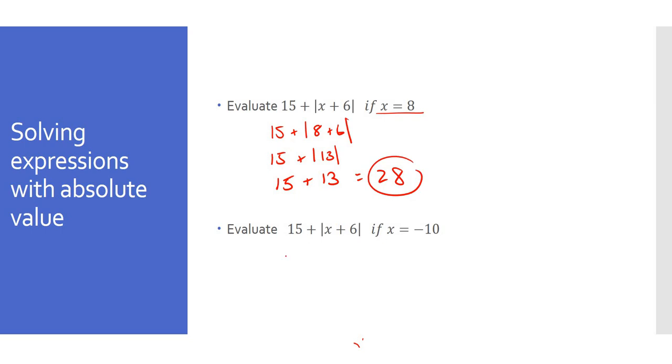What about if x is negative 10? So the absolute value of negative 10 plus 6, again, working inside my quote-unquote parentheses. So 15 plus the absolute value of negative 4. I haven't worked with the absolute value yet. I'm just working inside, so the absolute value stays. Now I'm going to apply the absolute value symbol. What is the absolute value of negative 4? We already said that negative 4 is 4 units from the origin. So my answer here is 19.